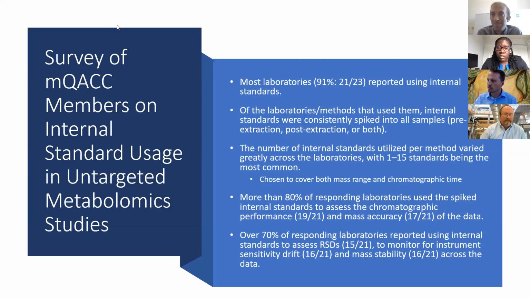As you can see, 91% of the respondents reported using internal standards. Most used internal standards to assess chromatographic performance, mass accuracy, as well as relative standard deviations. They also use them to monitor instrument drift and sample-to-sample reproducibility. The number of internal standards used per method varied greatly from 1 to 800, but 1 to 15 internal standards was the most commonly used.